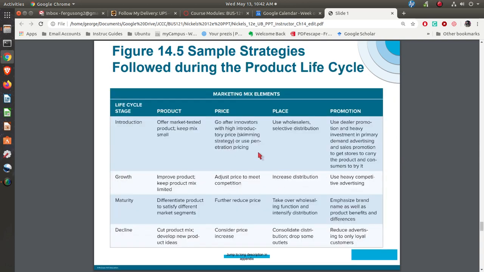The various strategies that you might use in each of those life cycle stages, things like for the price in the introduction, you want to go after the innovators with a high price where you're skimming. With growth, you're adjusting your price to meet the competition. You're still keeping it kind of high. During maturity, you're really starting to reduce your price and your profits that go along with it. You're still trying to fill the market that goes along with that.